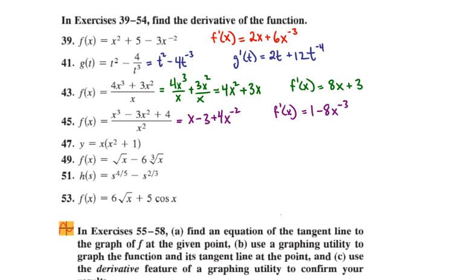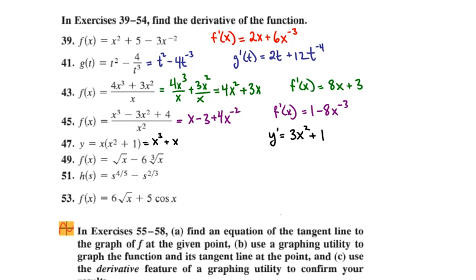In problem 47, we're going to multiply this out first. So we'll distribute the x to each of those x squared plus 1 terms. And that gives x cubed plus x. And the derivative of that would be y prime is equal to 3x squared plus 1.